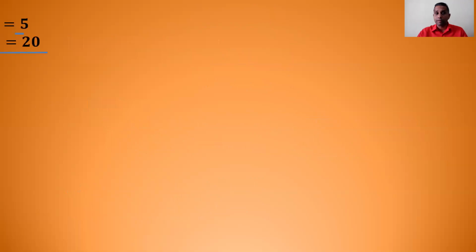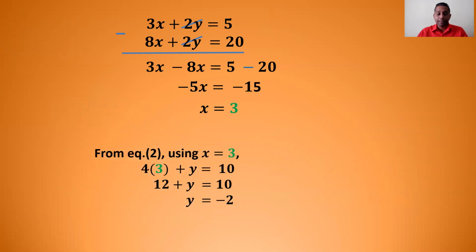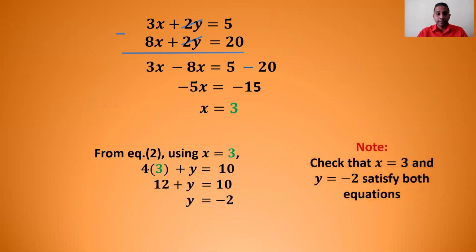Yes, I am sure you have correctly guessed that here we have to perform subtraction to eliminate the terms in y. By doing so, we get an equation in x, and we find the value of x as 3. With this value of x, by replacing it in any one of the two equations, we get the value of y as -2. Again, it is advisable that you check your answers whether they satisfy both equations.